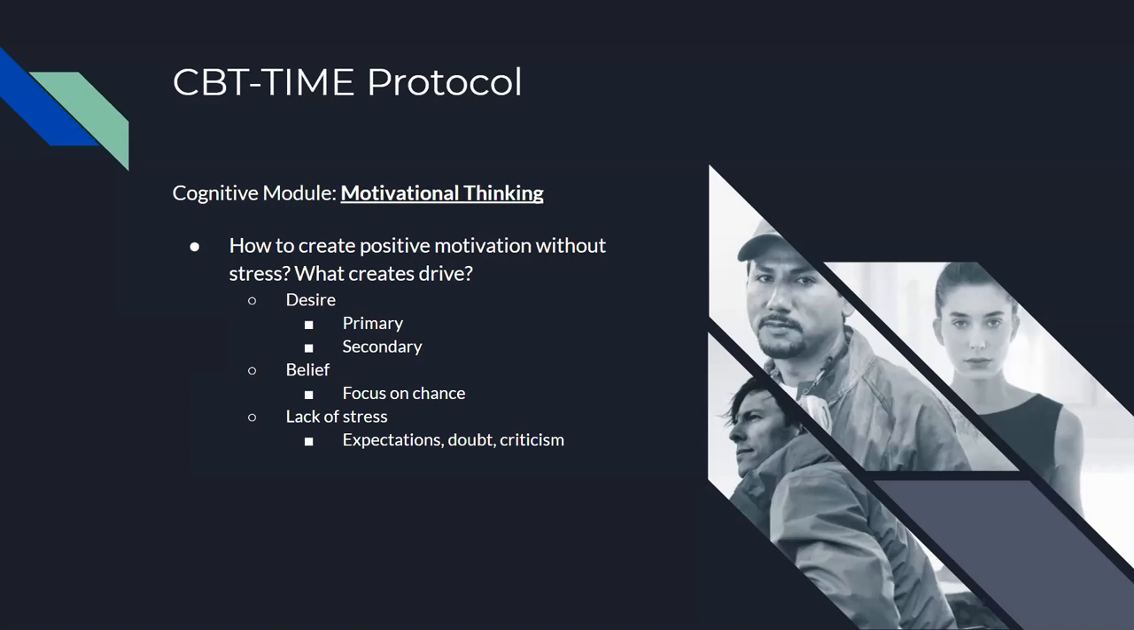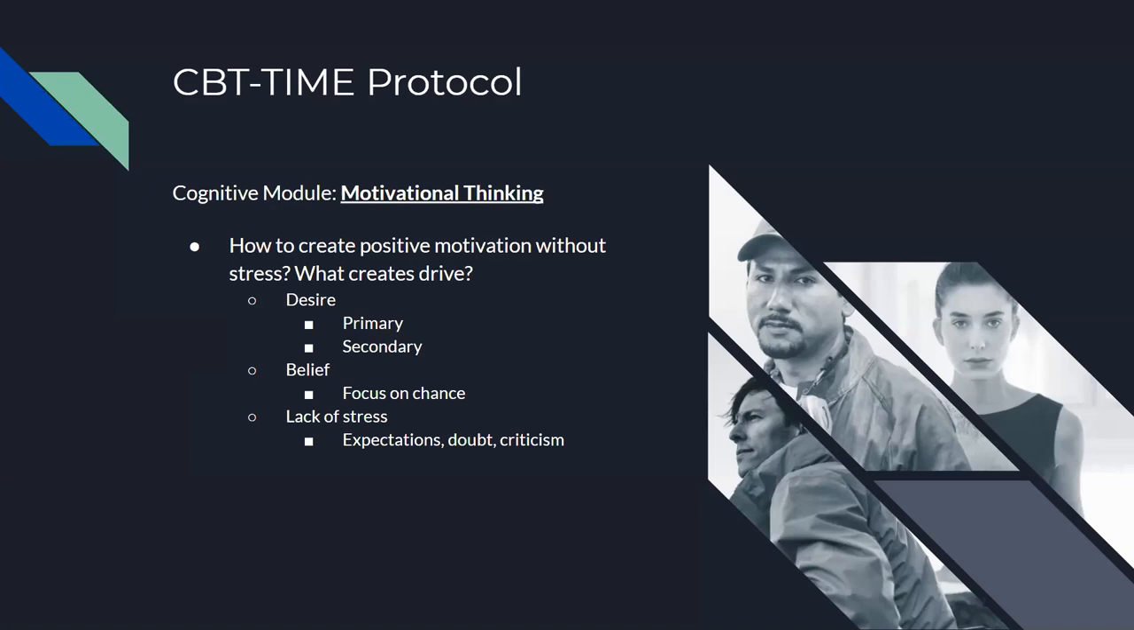And the two elements are desire and belief. So desire is, I want this thing. I want pizza. I want to go out and buy pizza and eat pizza because I love the pizza. That's a very simple primary desire. But what if I don't have a primary desire? Like, I want to study for my exam. No, I don't really want to study for my exam.